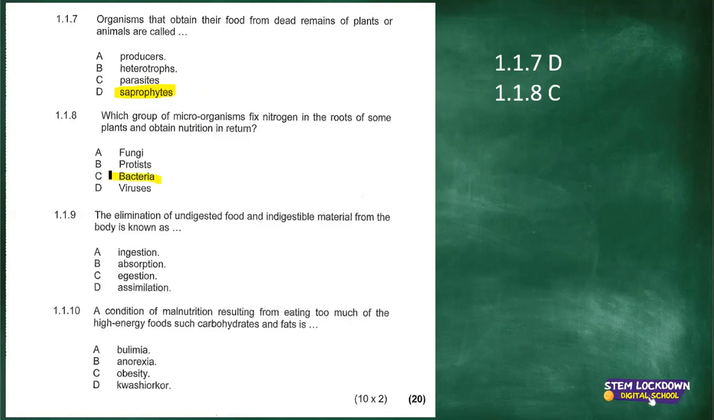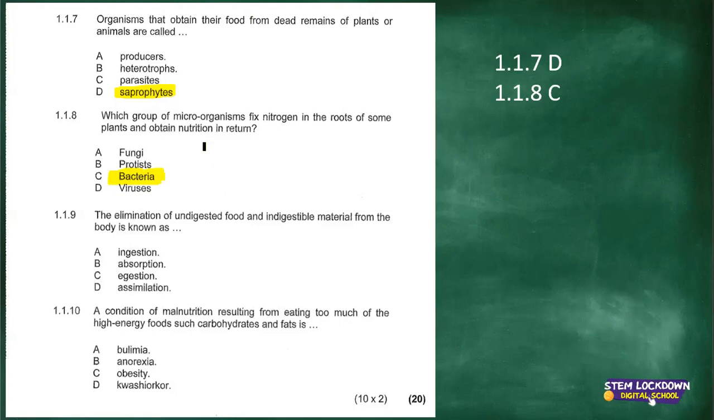You have these bacteria, and you'll see them in the nitrogen cycle as well. They are very prevalent in that nitrogen cycle. They fix nitrogen in the roots of plants, usually the roots of legumes. Then they also get some nutrition from that. So that process is actually a mutual relationship, because they are both benefiting from each other.